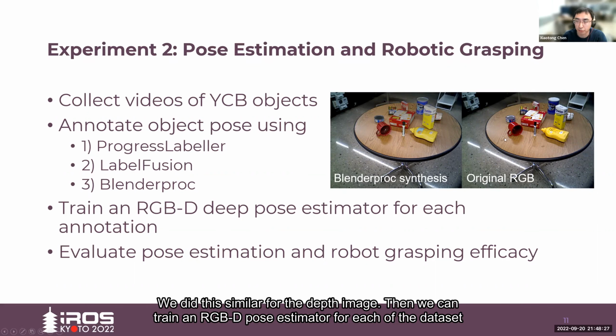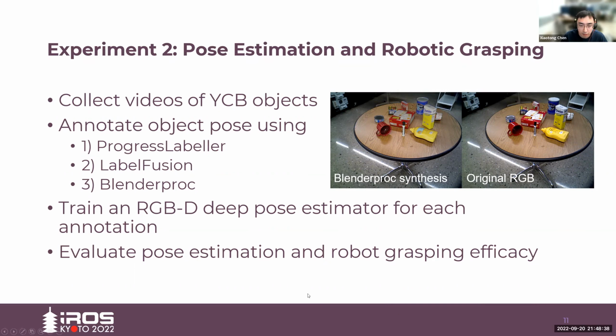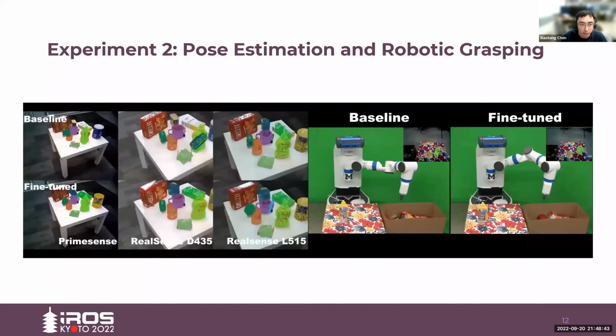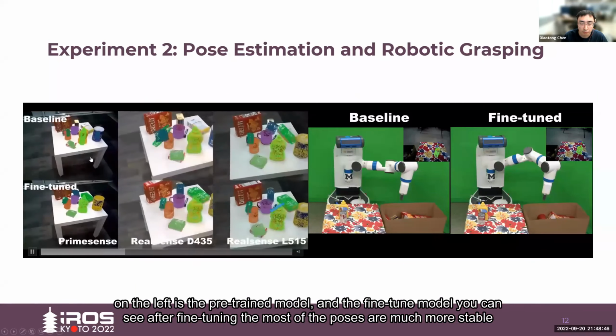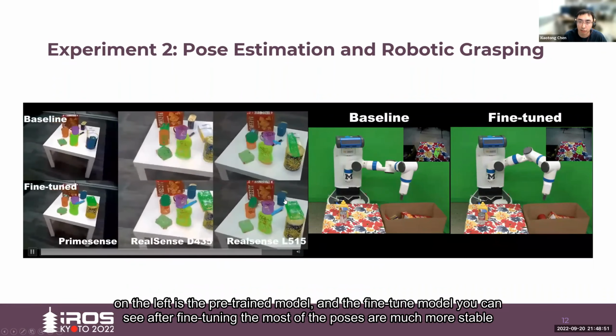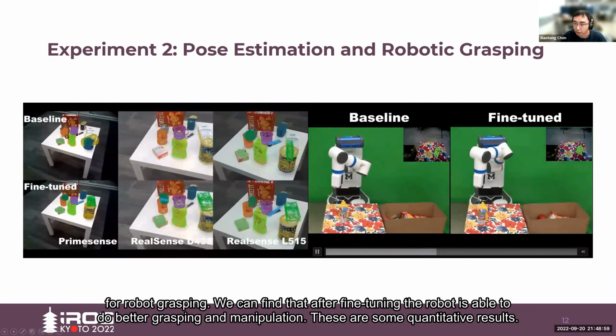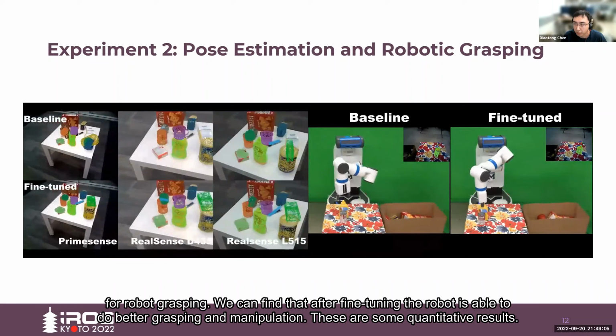We did this similarly for the depth image. Then we can train an RGBD pose estimator for each of the datasets. Here we use FFB6D from a CVPR 2021 paper. And then we can evaluate their pose estimation and do robot grasping experiments. On the left are the pre-trained model and the fine-tuned model. We can see after fine-tuning, most of the poses are much more stable. On the right, we use the pre-trained and fine-tuned models for robot grasping. We can find that after fine-tuning, the robot is able to do better grasping and manipulation.